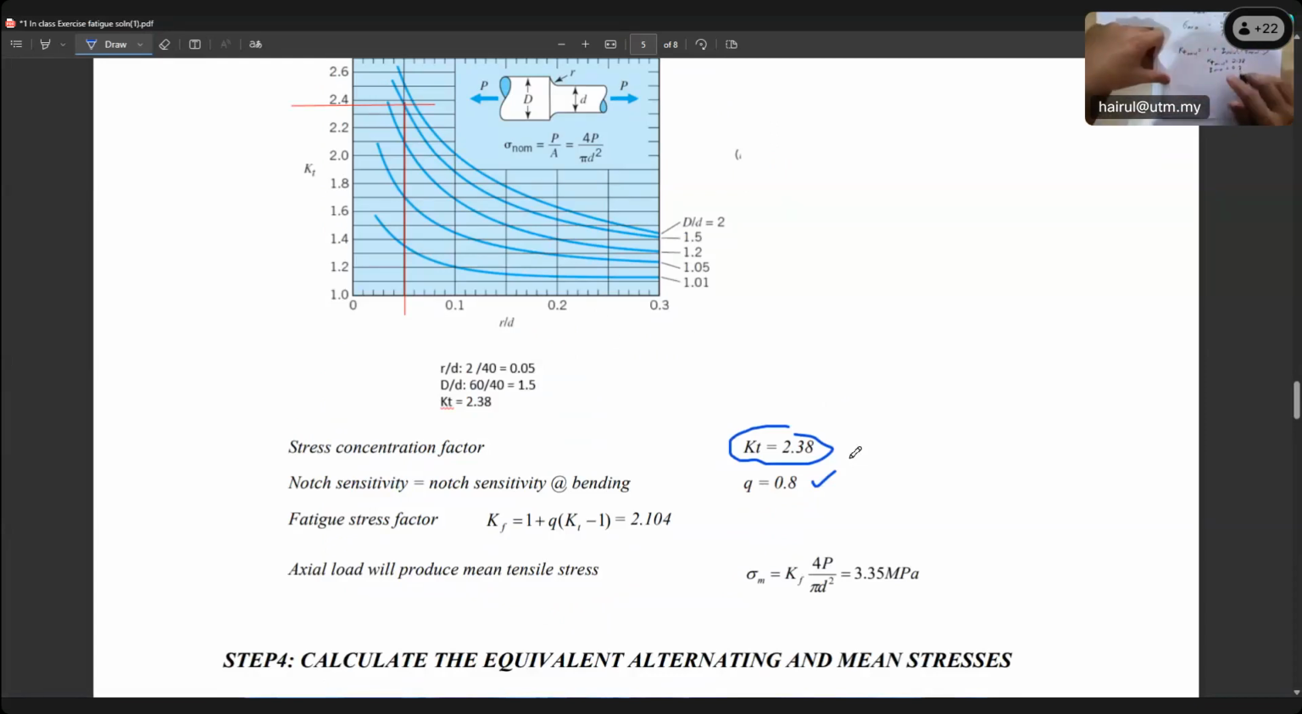So you put your KT axial into the equation and you get KF is 2.104. This is your fatigue stress concentration factor for axial. So your sigma axial is KF times the pure nominal sigma axial from before, 1.59. So 2.104 times 1.59, and you get 3.35, which is what they wrote.